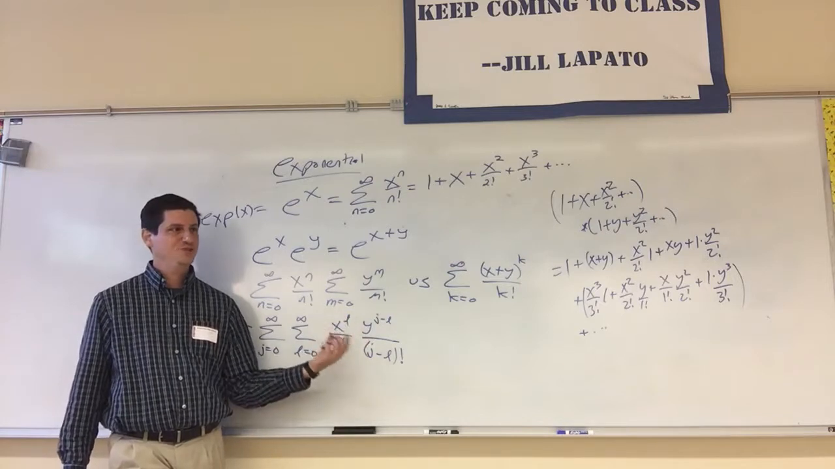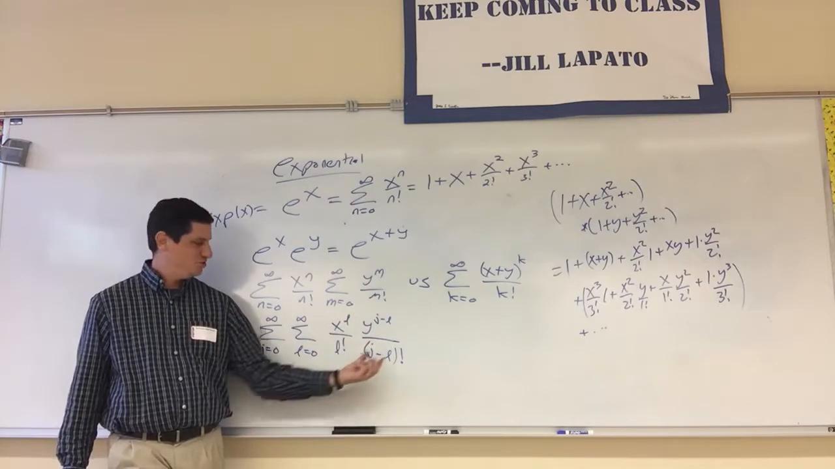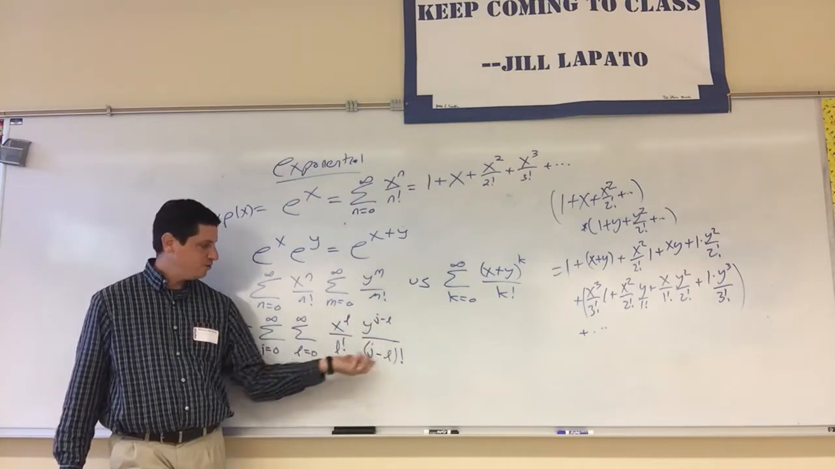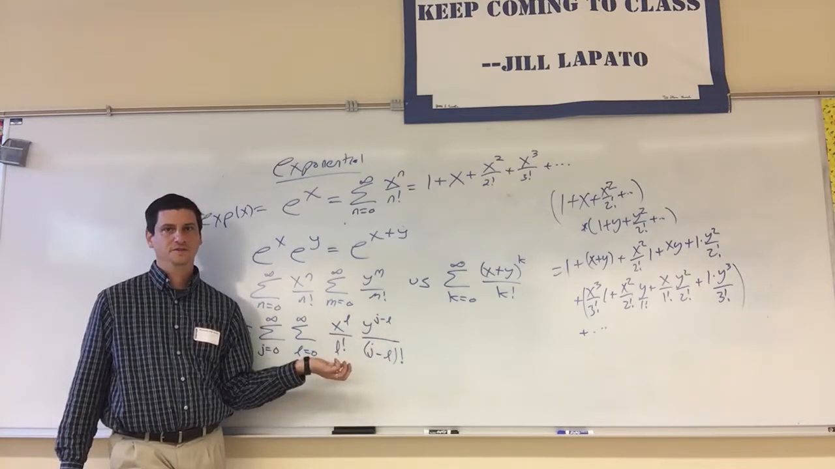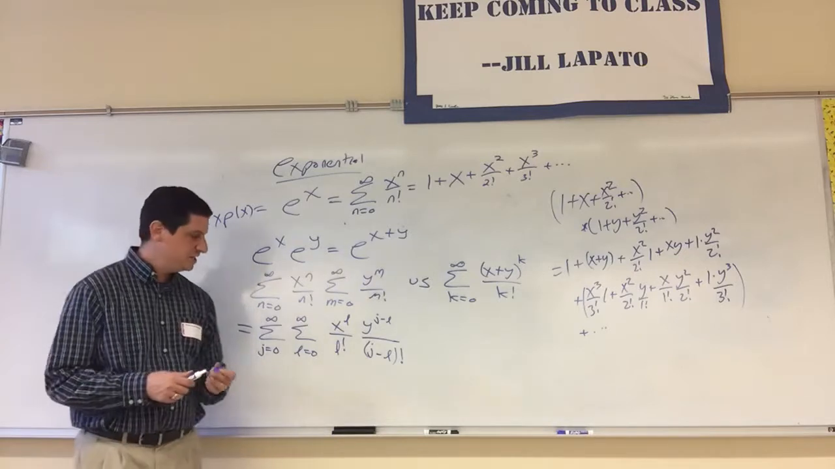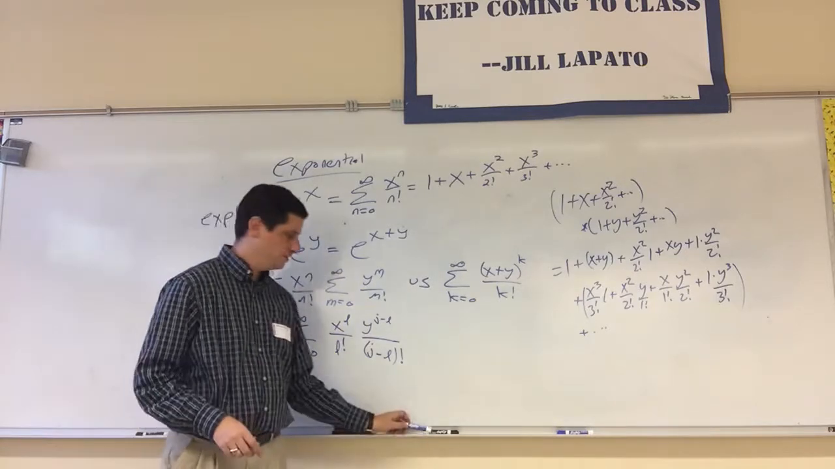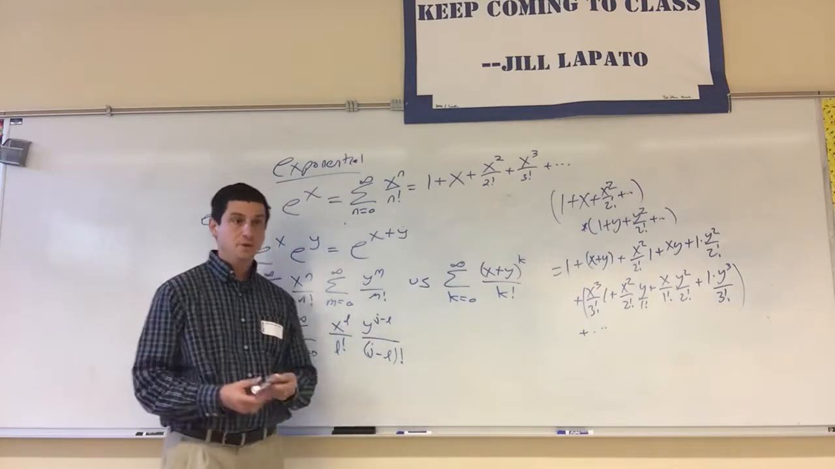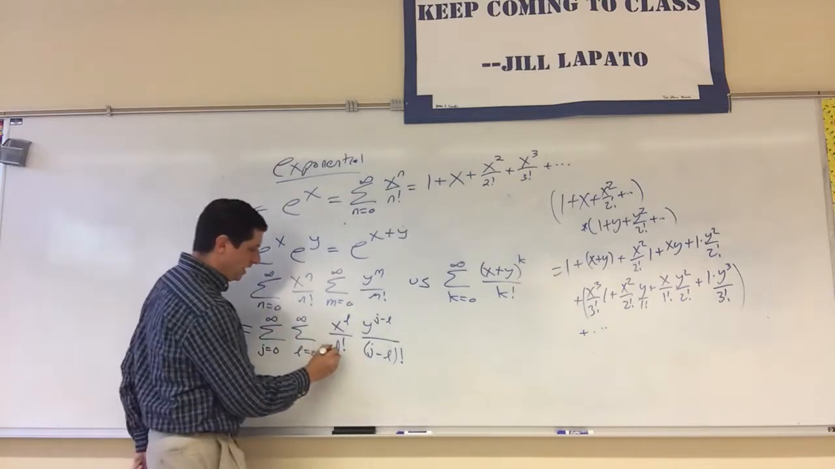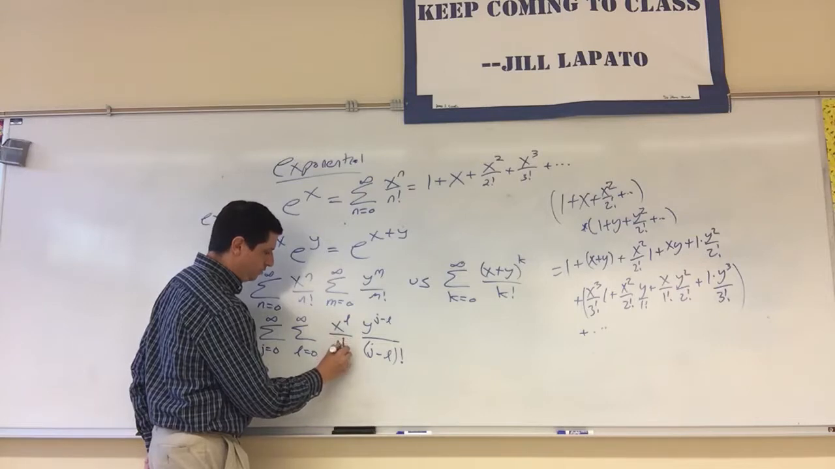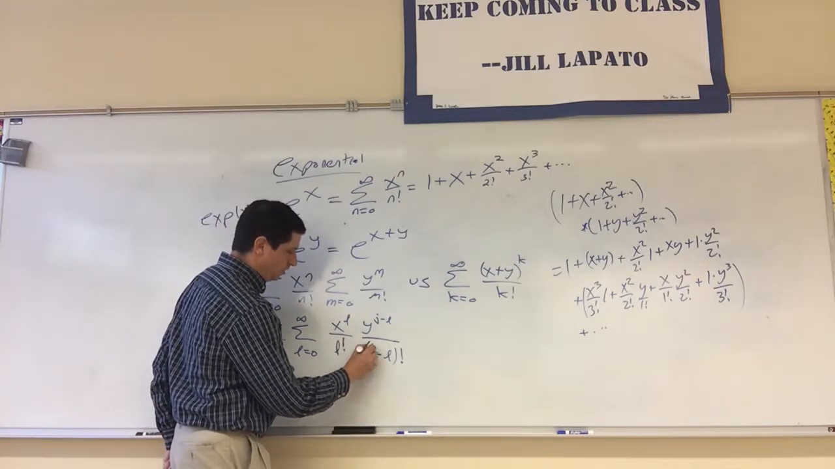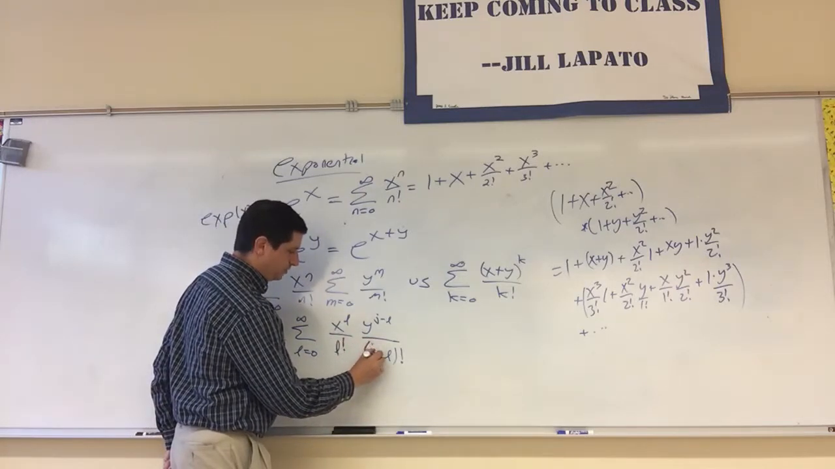Now I know at least one person here is doing discrete math. So the l factorial, j minus l factorial, does this remind you of anything? Where have you seen something that looks like this? I'm sorry? Yeah, permutations, right? We have an l factorial over a j minus l factorial.